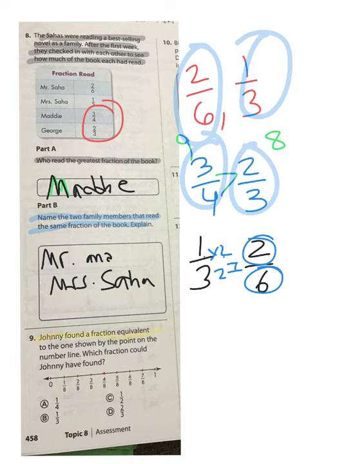All right, we are on number 9. Johnny found a fraction equivalent to the one shown by the point on the number line. Which fraction could Johnny have found? Well, we have 4/8. The only fraction that is equivalent to 4/8 is going to be 1/2, because I know 4 is half of 8. The rest of the fractions are not going to be equivalent to 1/2.